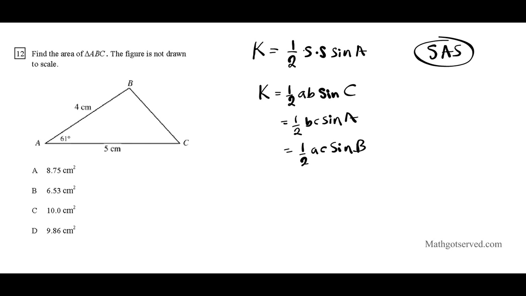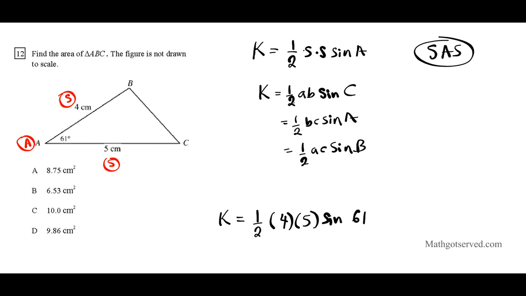Okay, so notice what I'm going to do here. You're going to ask yourself, do you have an SAS situation? If so, you just take the two sides, multiply them together, 1/2, and then sine of the included angle. So here we have side, angle, side. Following the order, side, angle, side, we can see that this formula applies directly to this situation. So we're going to go area equals 1/2 the side, which is 4, times the other side, which is 5, sine of the included angle, which is 61.